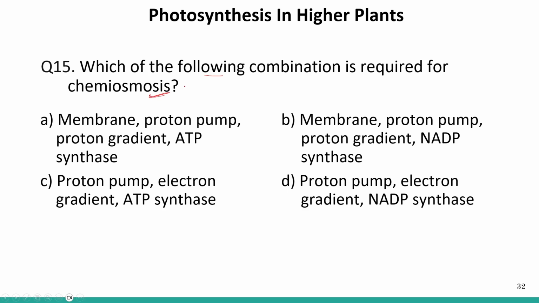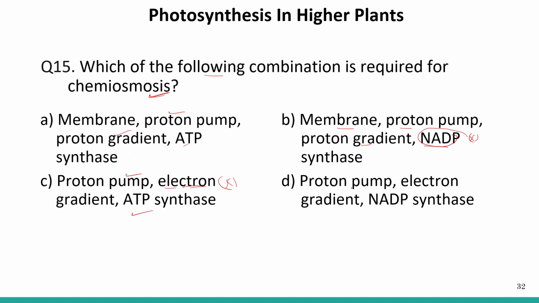The next question is, which of the following combination is required for chemiosmosis? Options are membrane, proton pump, proton gradient, ATP and ATP synthase. Next option is membrane, proton pump, proton gradient and NADP synthase. NADP synthase is not required, so this option is not correct. Option C, proton pump, electron gradient and ATP synthase. We require electrochemical gradient, so this option is also not correct. Then there is no membrane here. Membrane is also required, so this option is not correct.